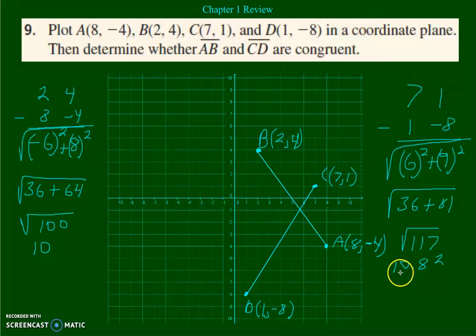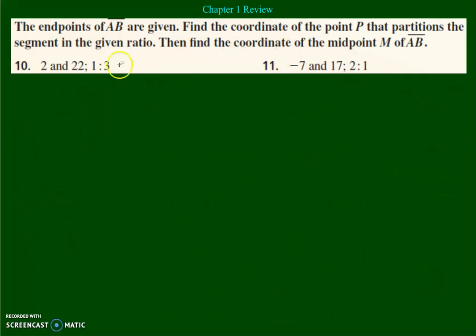And now on to problem 10. Problem 10 states the endpoints of AB are given, find the coordinate of the point P that partitions the segment in the given ratio. Then find the coordinate of the midpoint M of segment AB. So here we have a set of coordinates 2 and 22 and a ratio of 1 to 3.